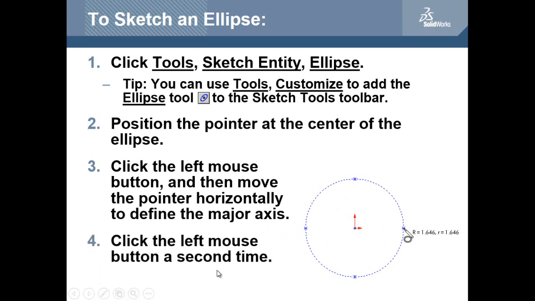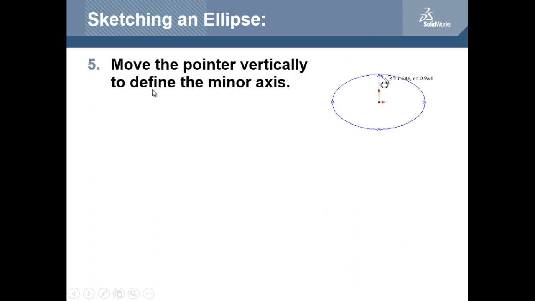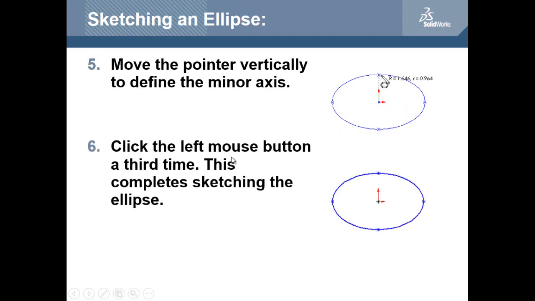Click the left mouse button a second time. Move the pointer vertically to define the minor axis. So you can see, like a three-point arc, now you can squeeze and move this back and forth. Click the left mouse button a third time. This completes the sketch of the ellipse.